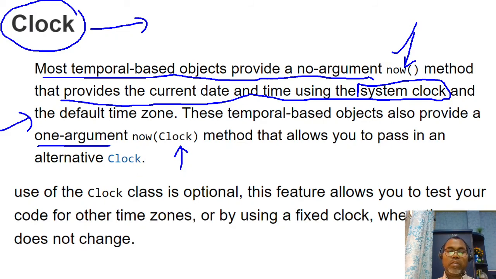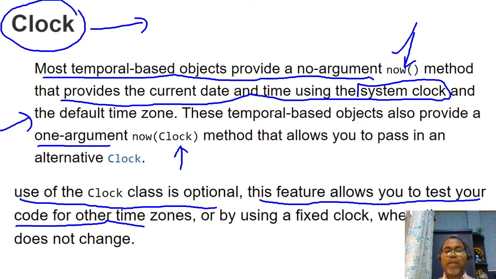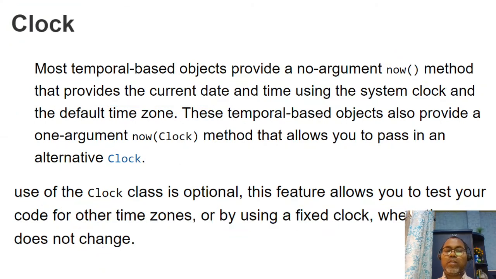Generally the use of the clock object is optional. This feature allows you to test your code in other time zones, or by using a fixed clock. In the case of India, the time zone is generally not changed, so we would have to change our system time. I don't want to test my application only in the system time zone. I can change to different time zones, so you have to pass a new clock object.